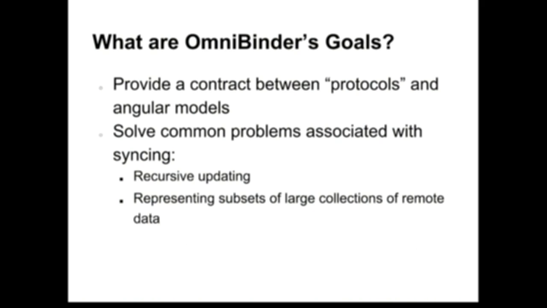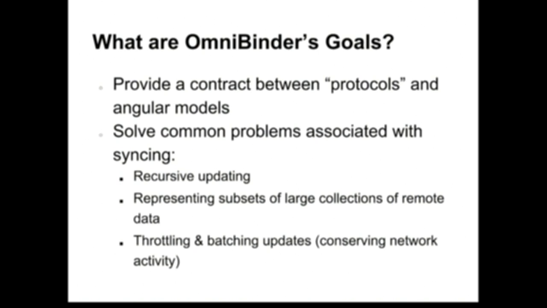Representing subsets of large collections of remote data. So working with 1 million rows of data on a remote database without having to load 1 million rows into memory, which doesn't work very well. That's a problem. We want to make it as seamless as possible to act as if you're manipulating the entire collection locally. Throttling and batching updates, so conserving network activity.